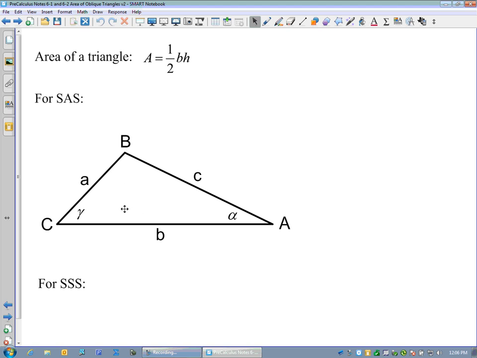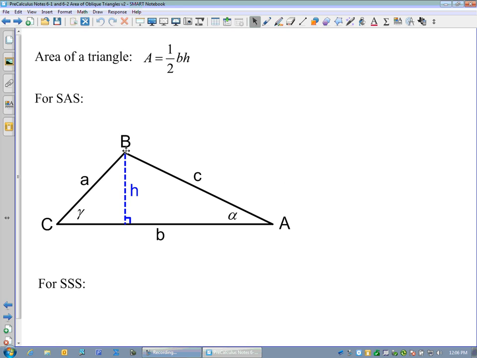You're going to drop a perpendicular to the opposite side. So if that side is your base, then that perpendicular segment would be your height. And if you know the height, then you can use that formula and everything's fine. But if you don't know the value of h, then you're going to have to use a little trigonometry. So let's say that we want to derive a formula.